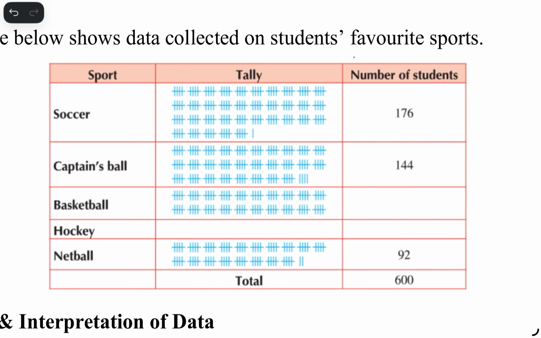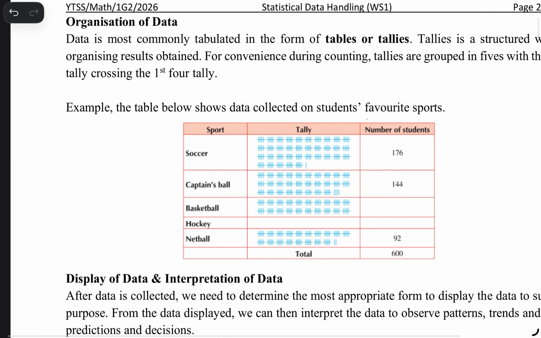So if I get one student, I put a count here: 1, 2, 3, 4, then I cross. This represents 5 students. You see this tally helps us count how many students choose their favorite sport to be one of these options. Okay, so this is what we call a tally.